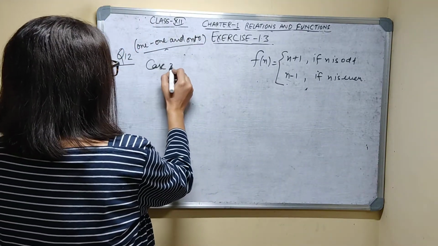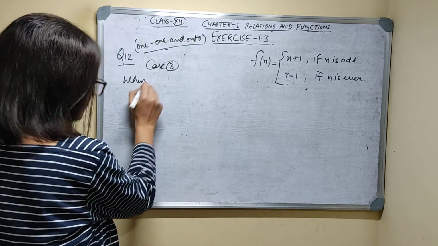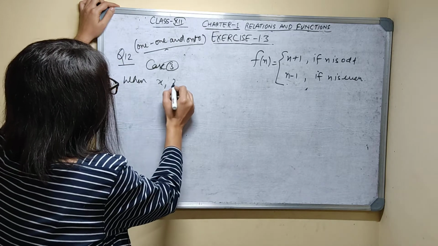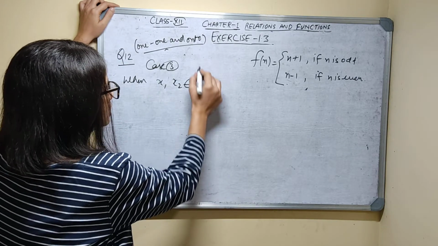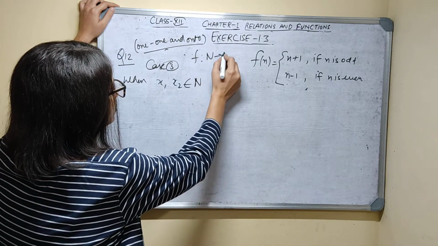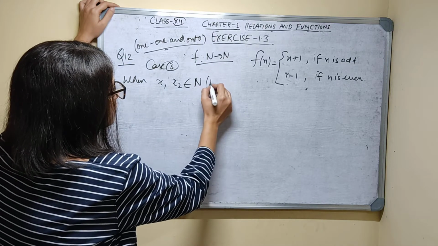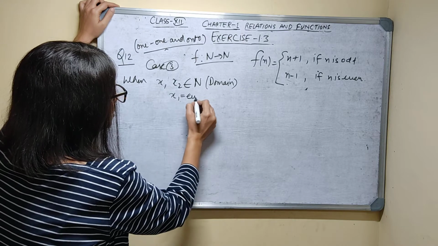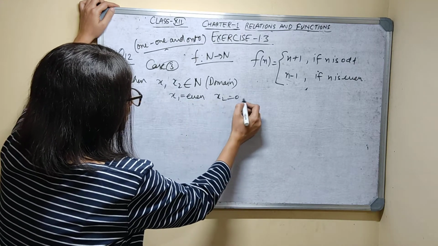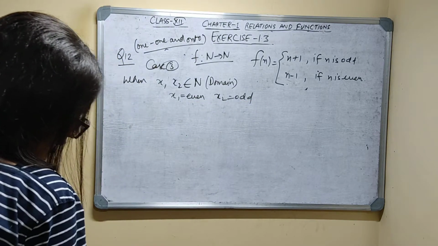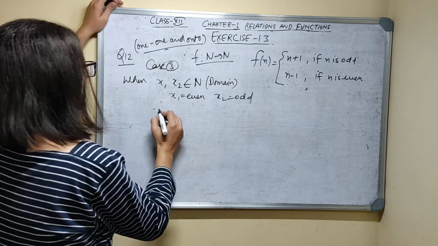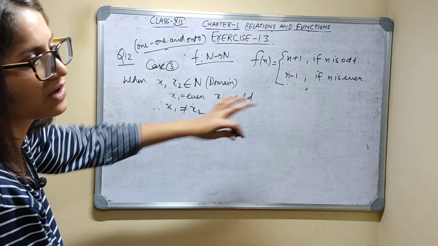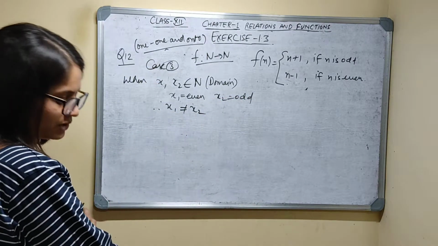Case number 3. When x1, x2 belong to natural numbers only, the function is from N to N only, which belongs to the domain. But only one condition: x1 is even and x2 is odd, or x1 is odd and x2 is even. That means x1 is not equal to x2. x1 is even, x2 is odd, so x1 is not equal to x2.